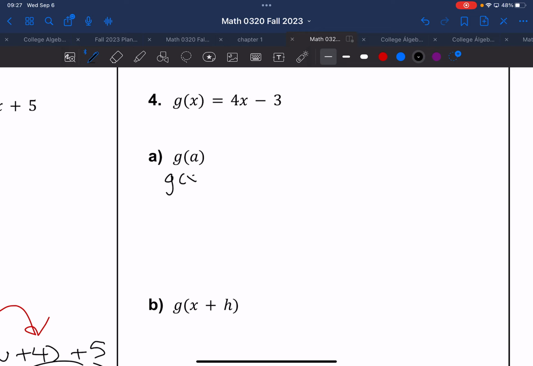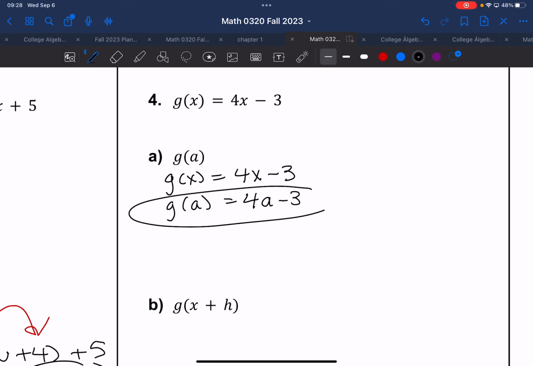So g of x is equal to 4x minus 3. Instead of x, I'm putting an a. So what is this doing to the problem? It's just switching x for a. G of a is equal to 4a minus 3. Can we simplify? No. So that's our answer.